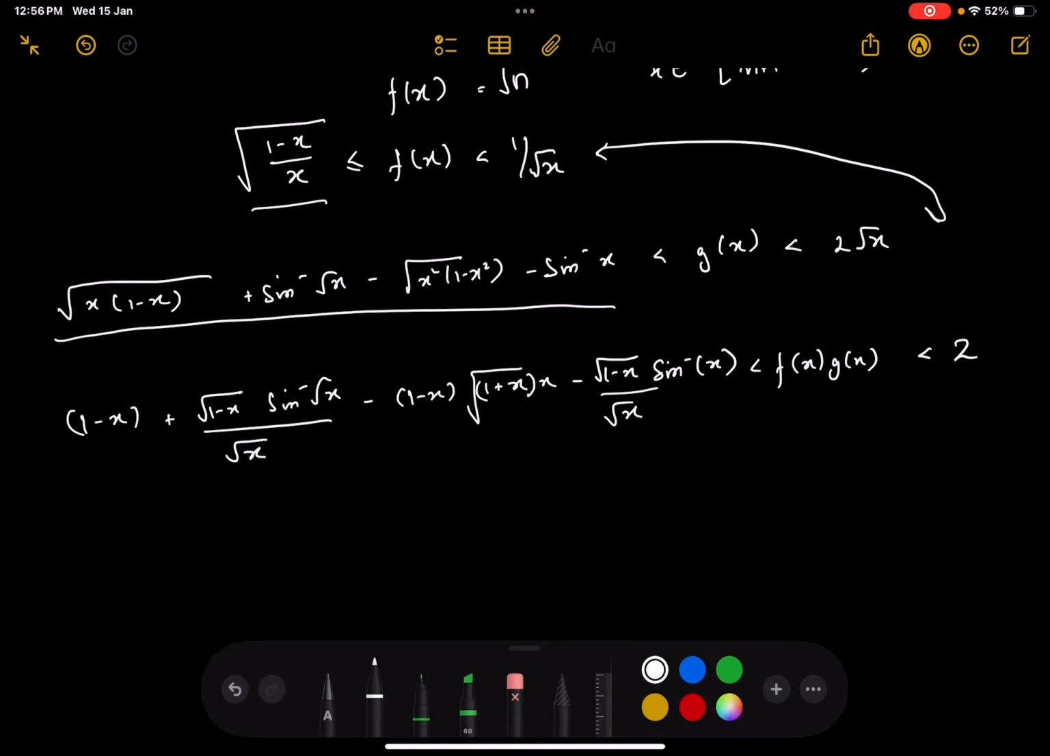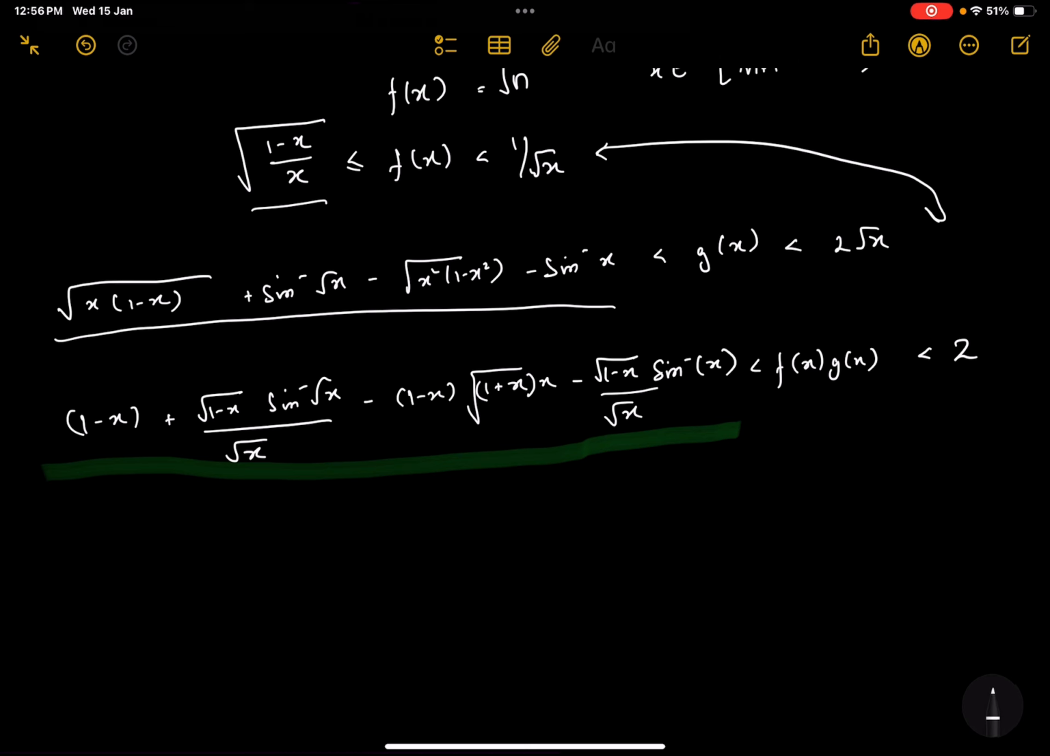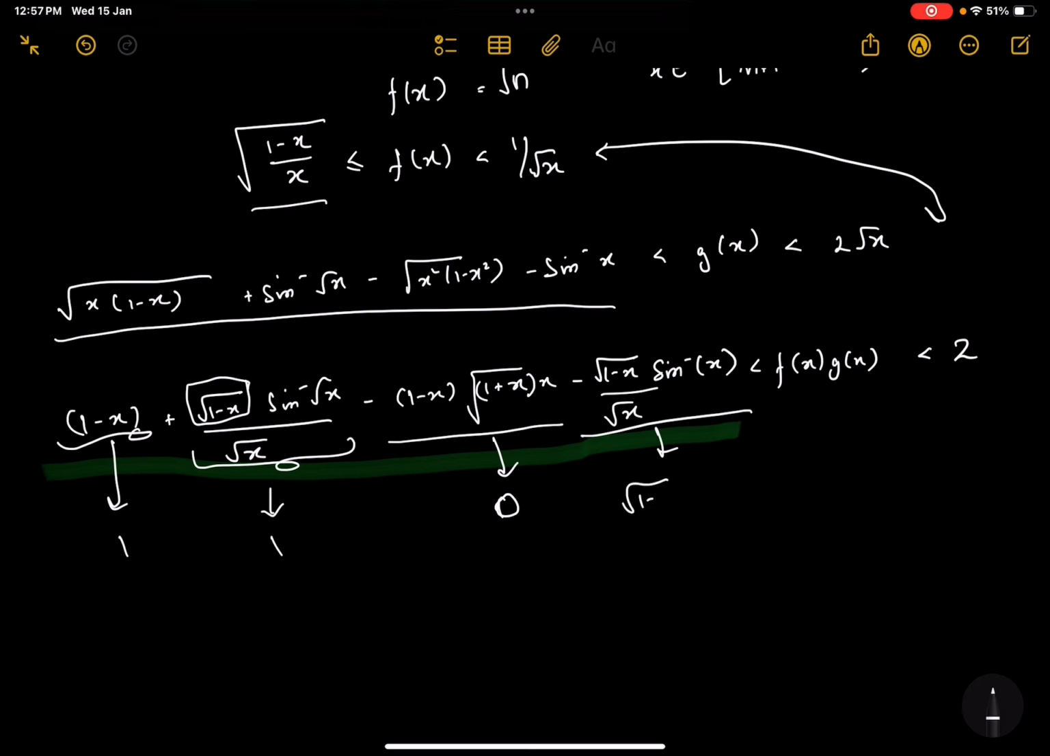So we'll start by finding the limit of this as x goes to 0. As x goes to 0, this thing goes to 1. This thing goes to 1 because sine inverse root x by root x goes to 1. And this goes to 1. So this thing goes to 1. This goes to 0. There is no doubt about it. This goes to 0. And this thing can be written as root 1 minus x sine inverse x by x times root x. This goes to 1, this goes to 1, this takes the whole thing to 0. So this also goes to 0.